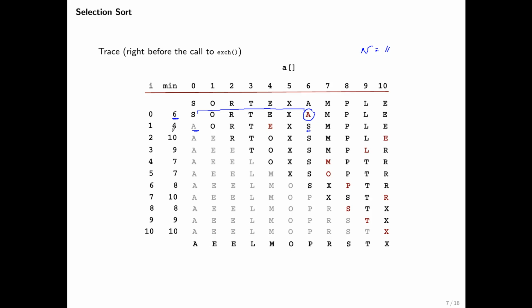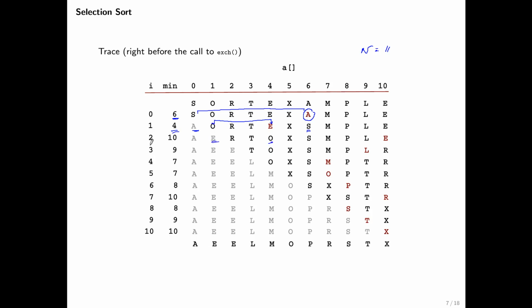That's why min is 4. And exchange will simply exchange these values. So O is going to go there, and E is going to come there. So that's why you see E here and all that.